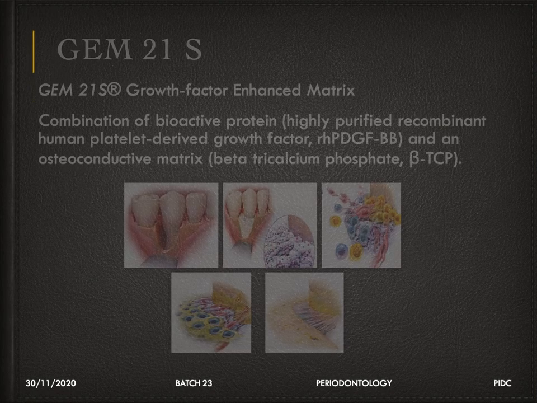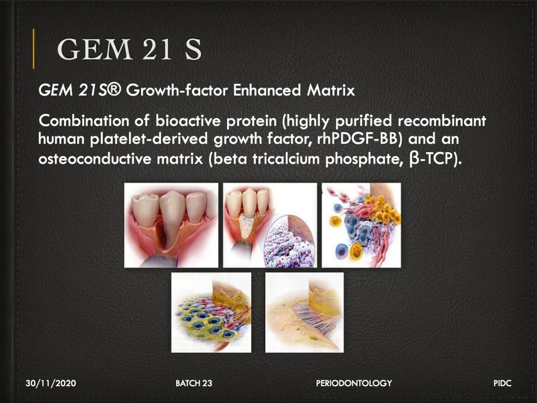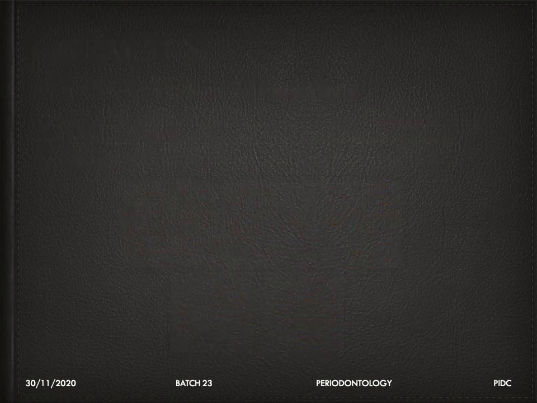Another material is GEM21S, which is a growth factor enhanced material, combined with beta tricalcium phosphate so that it can induce bone formation. The previous material we have seen is an osteoconductive material. This is more towards an osteoinductive material, which is a combination of a bioactive protein, human platelet derived growth factor, along with beta tricalcium phosphate, and it has been proven to some extent that bone induction and bone formation occur after the placement of this graft material.